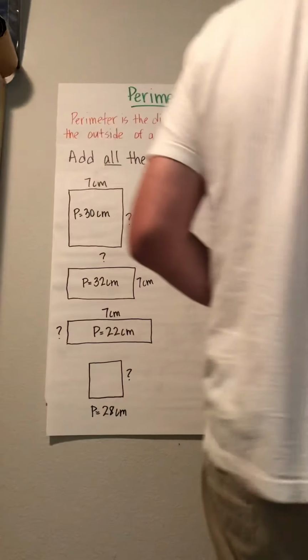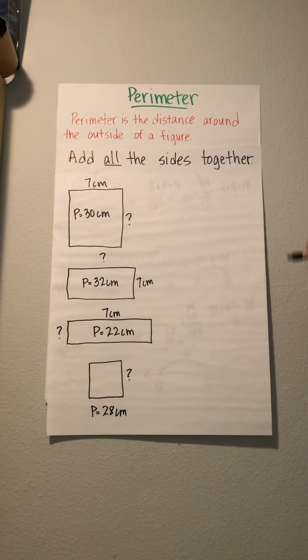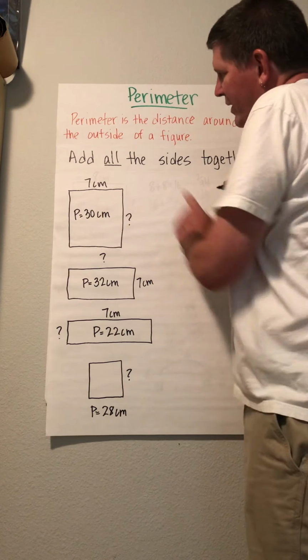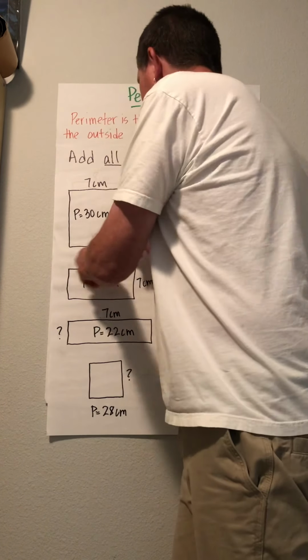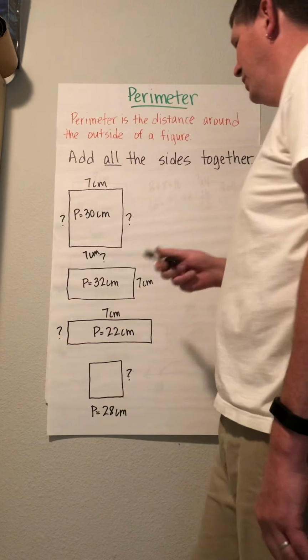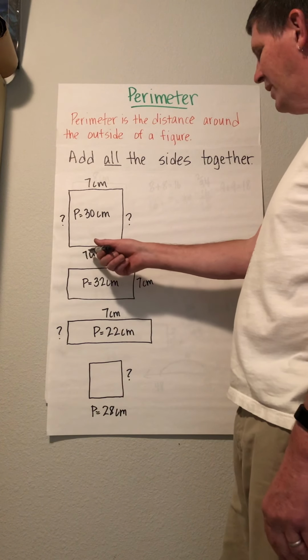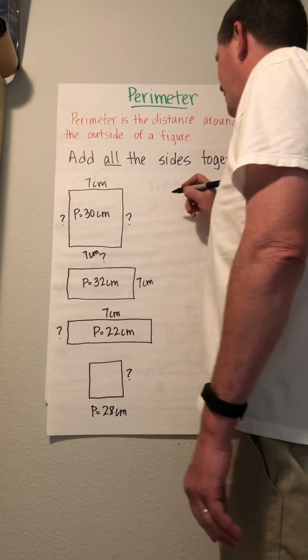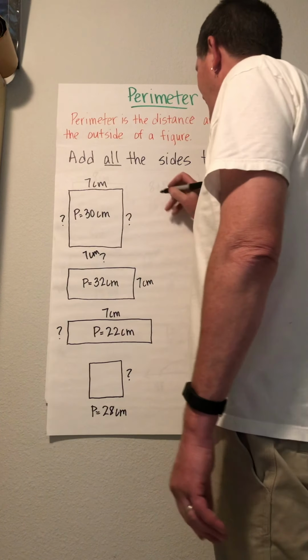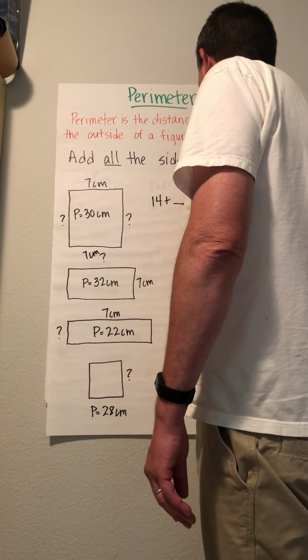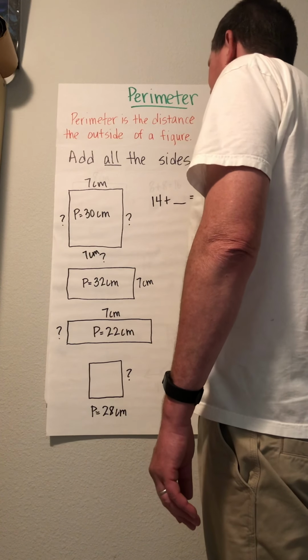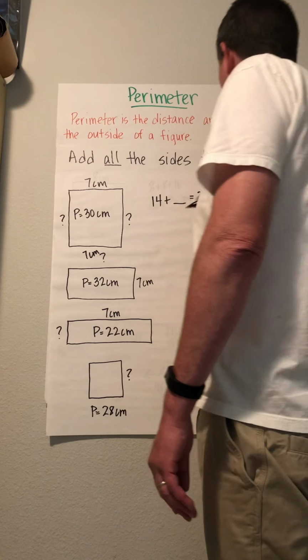Okay, welcome back. Hopefully you have figured them out. Now let's talk about how we can solve these. So, we know that this side is 7 centimeters, and this side is 7 centimeters, and this side is unknown. So I can add the two sides that I do know, 7 plus 7, and that equals 14, plus the unknown side, that's going to equal 30.